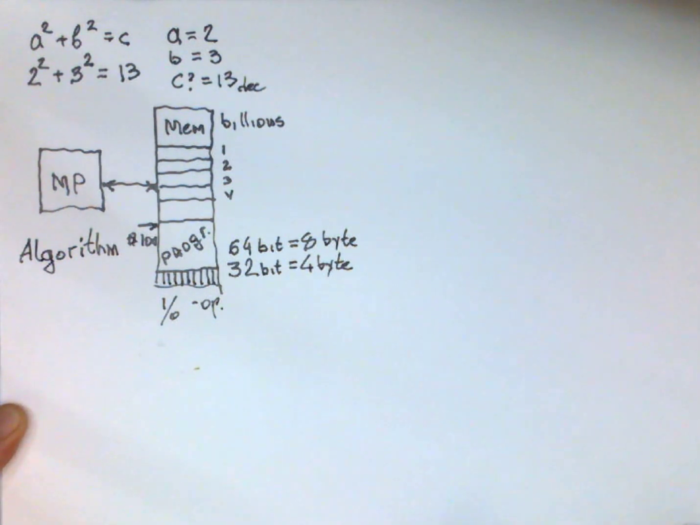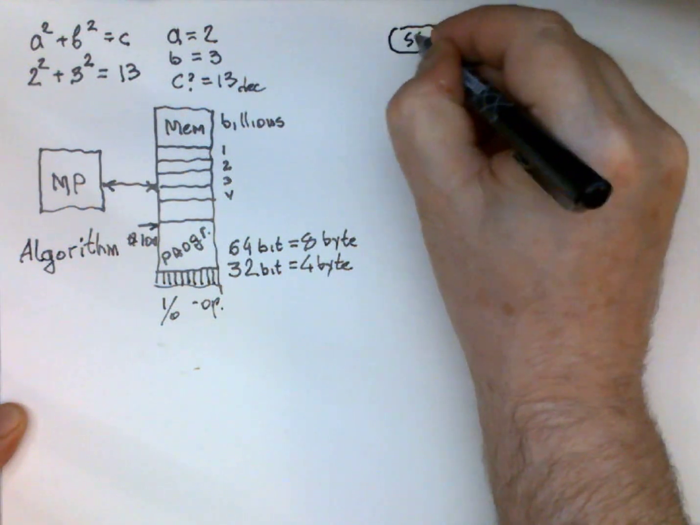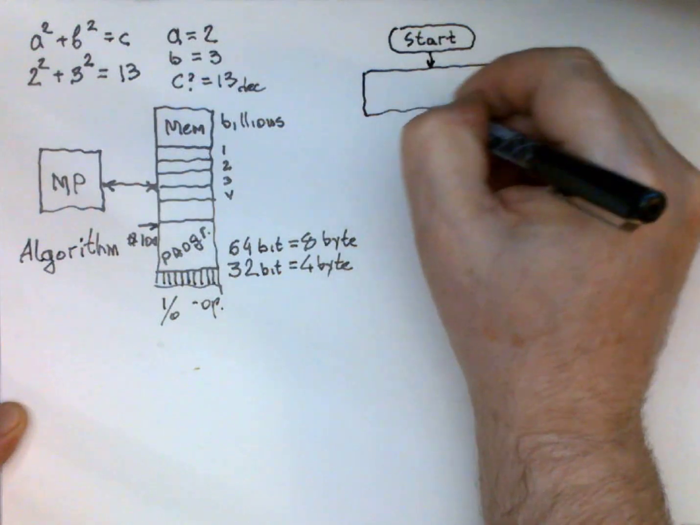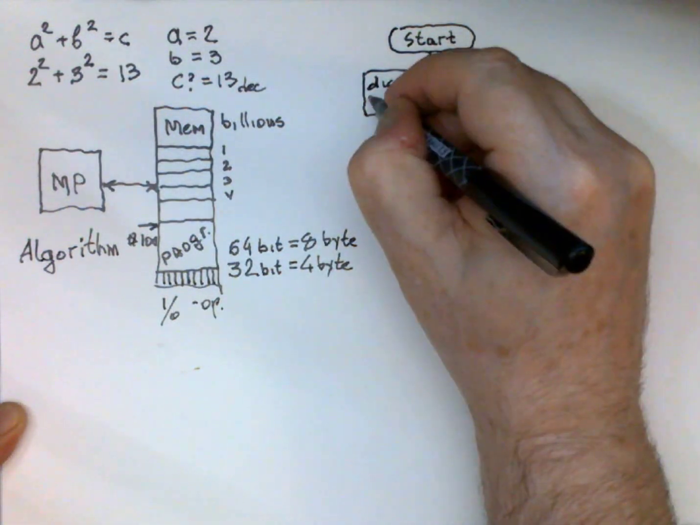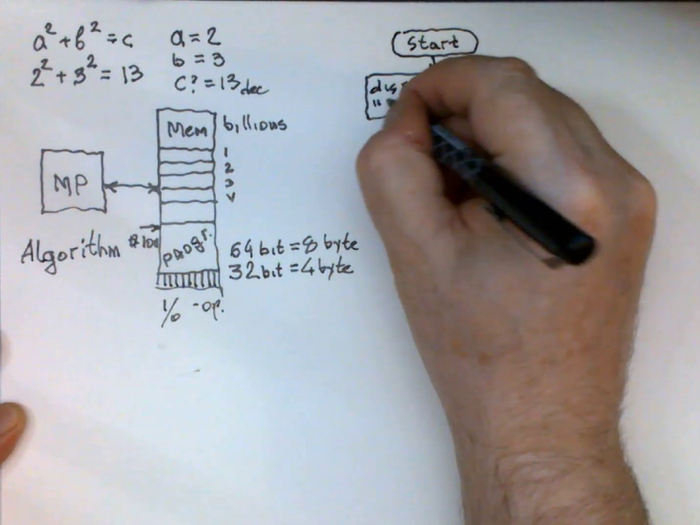So let's start from the beginning. We'll put here the word Start, because the computer needs to know when to start. Then an input/output operation. First, display text, and the text must be in quotation marks, like this: "Type A".